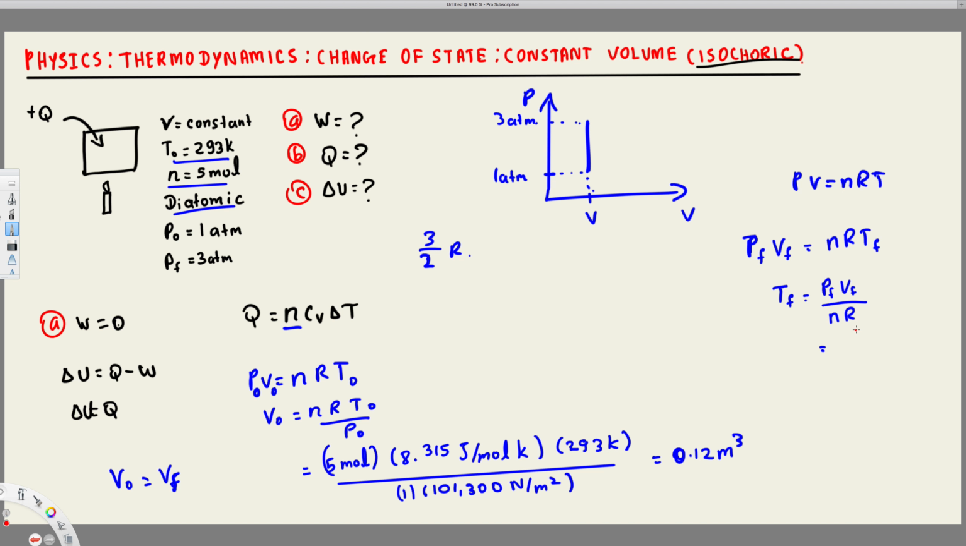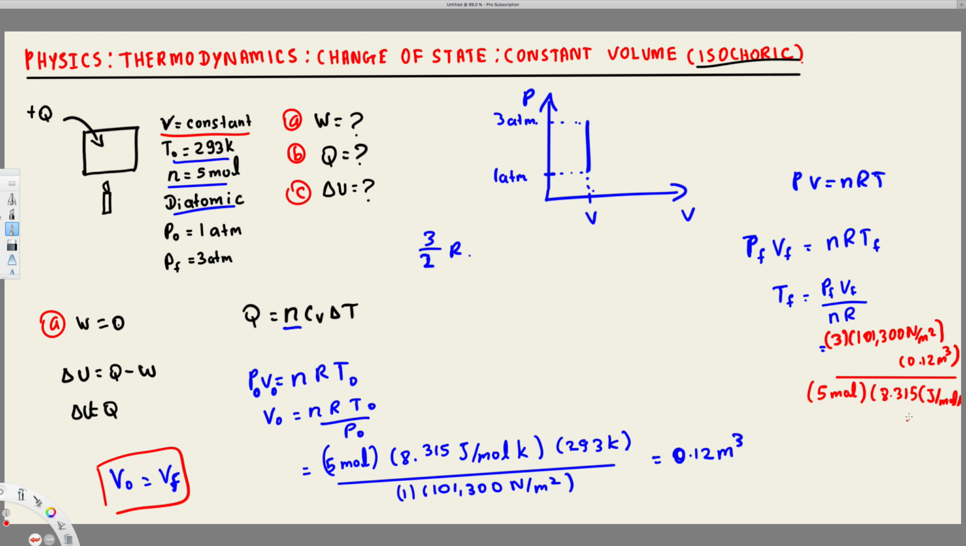Let's use a different calculator. So 3 times 101,300 Newton per meter square multiply by V final, that is going to be same as initial because volume is constant, right? So that's going to be 0.12 meter cube divided by N, that is 5 mole, times R, that's going to be 8.315 joule per mole Kelvin, right?